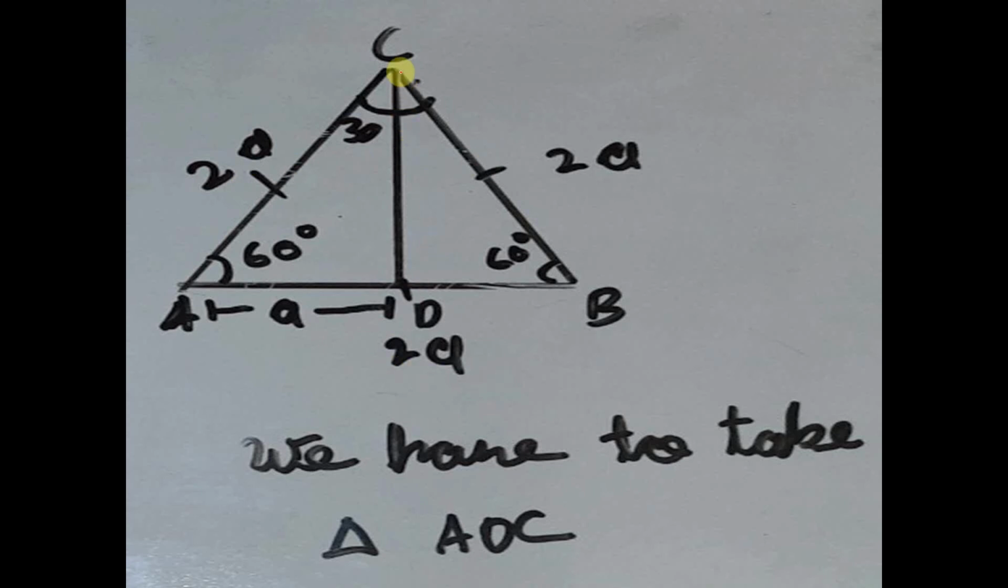Then draw the perpendicular CD. The perpendicular bisects the angle into equal parts. So the half of 60 is 30. So this angle will be 30 degree. Now we have to take this as a because the perpendicular also divides the side into equal parts. This is 2a, so this will be a. We have to take triangle ADC. This one.